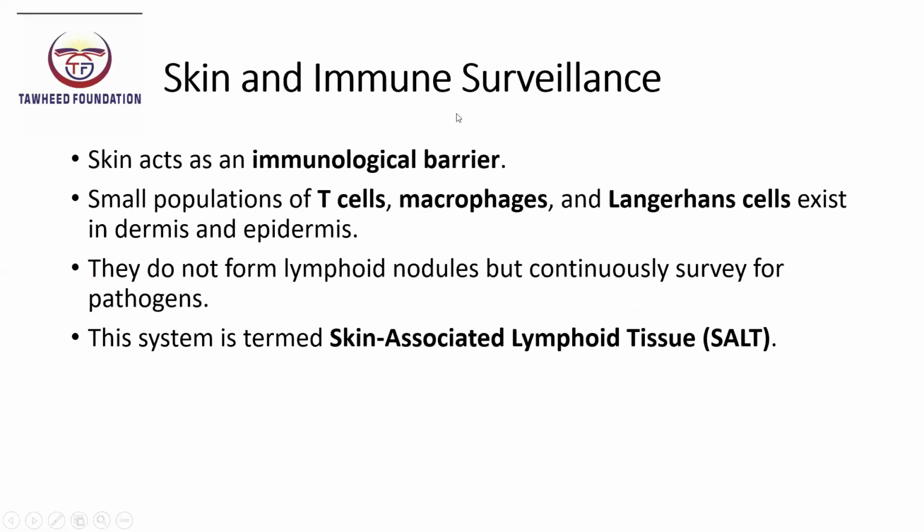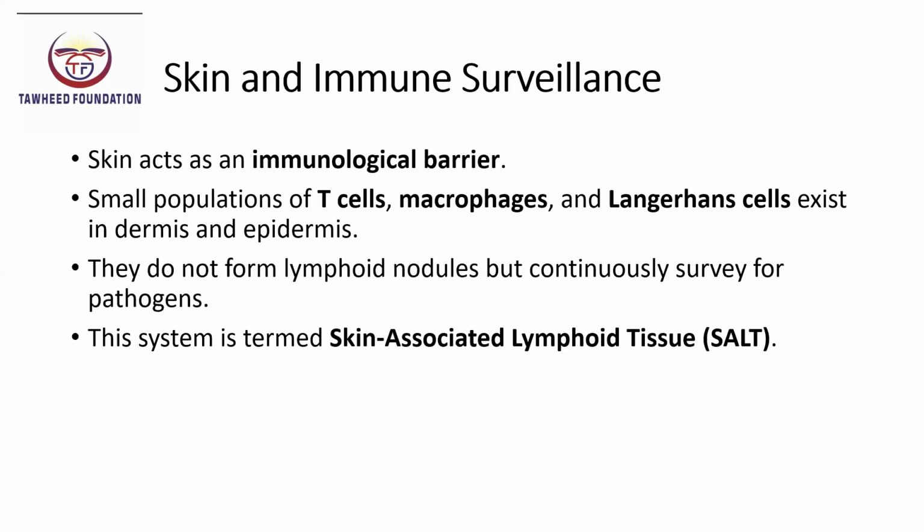Next is skin and immune surveillance. The skin, though primarily a physical barrier, also performs important immunological functions. Distributed within the epidermis and dermis are populations of T lymphocytes, macrophages, and specialized antigen presenting cells known as Langerhans cells. These cells continuously monitor the skin for invading pathogens or tissue injury.